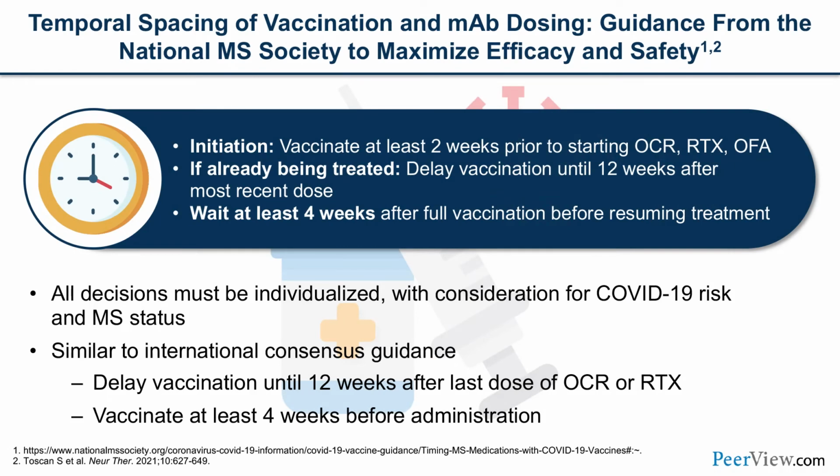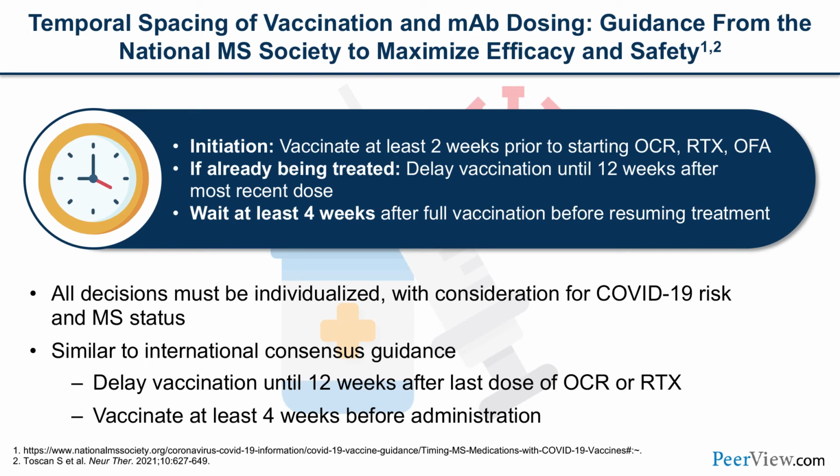Some of the guidelines with respect to vaccination and timing with respect to Ocrelizumab, Rituximab, Ofatumumab are important to know about. Patients should be vaccinated at least 2 weeks prior to starting any of these therapies, because we believe that if you are treated with one of these therapies and then are vaccinated immediately afterwards, the effect on the vaccine will be largely suppressed. In addition, we want the drug to be on its way out of the system, and so we typically recommend about a 12-week delay after treatment before vaccination.